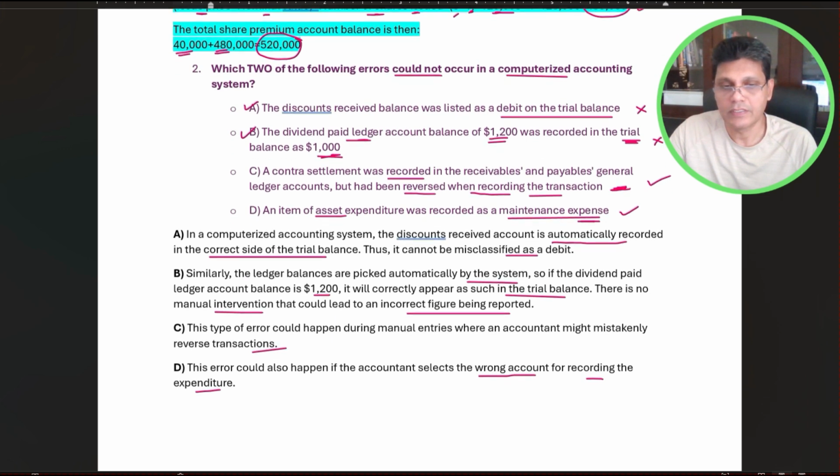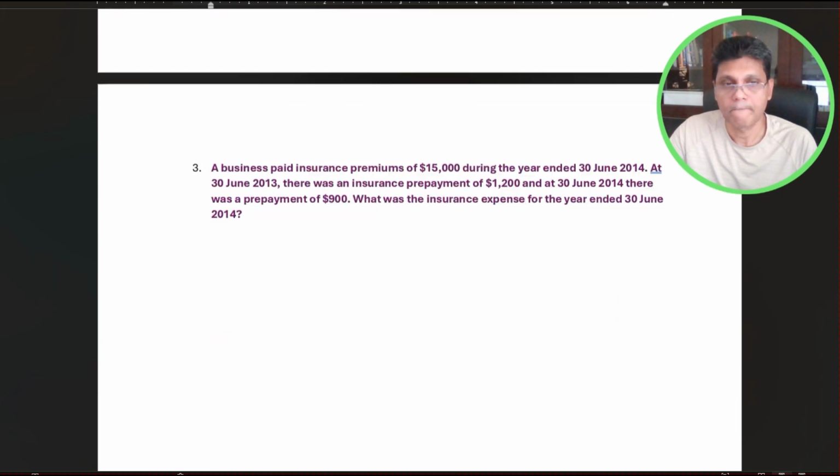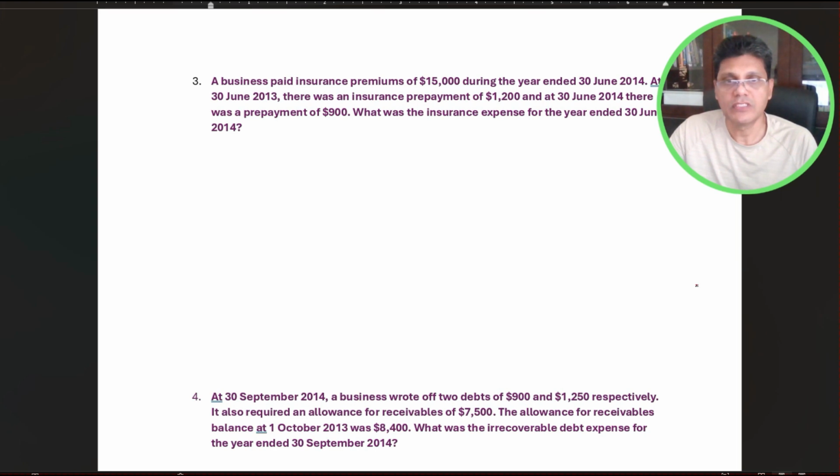Now let's move on to the third question. A business paid an insurance premium of 15,000 US dollars during the year ended 30th June 2014. At 30th June 2013, there was an insurance prepayment of 1,200, and at 30th June 2014, there was a prepayment of $900. So what was the insurance expense for the year ended 30th June 2014? So we need to identify the insurance expenses charged to the profit and loss account.